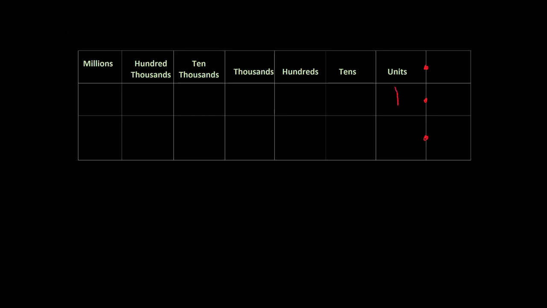So we start with ones or units, then we've got tens, hundreds, thousands, 10,000s, if I can squeeze these in, 100,000s, then we've got our million. Oops, just about squeezing it in.